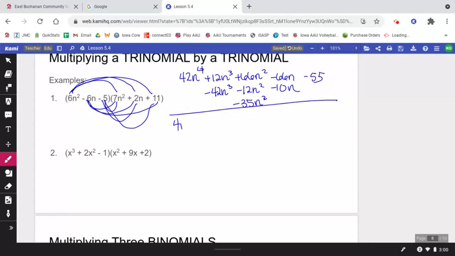So 42n to the fourth minus 30n cubed, 66 minus 12 minus 35, 19 n squareds minus 76n minus 55.